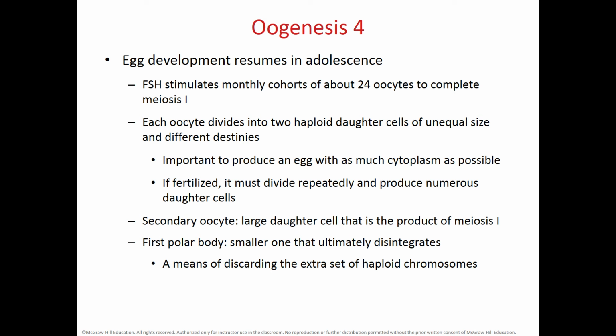And then these oocytes will start forming haploid cells of unequal size. One that is small is going to be the actual secondary oocyte, and then another one of small size is going to be the first polar body. And this first polar body is going to disintegrate because it doesn't have the extra set of haploid chromosomes.